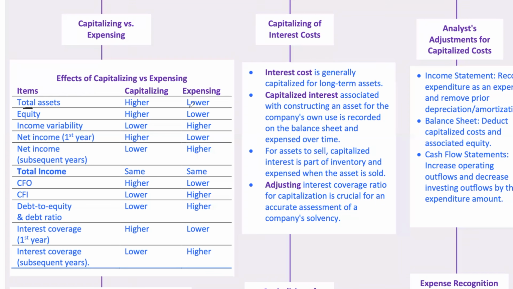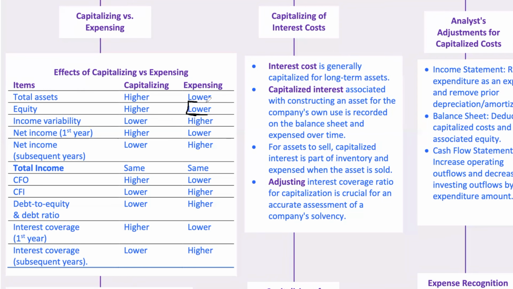No new assets. The entire cost hits the income statement immediately, so you don't see an increase in assets. Net income drops. Because the full cost is recognized up front, net income takes a hit. This also lowers retained earnings on the balance sheet. Lower initial profitability. Metrics like ROA and ROE are lower in the year of the expense because the income statement is carrying the full burden of the cost.